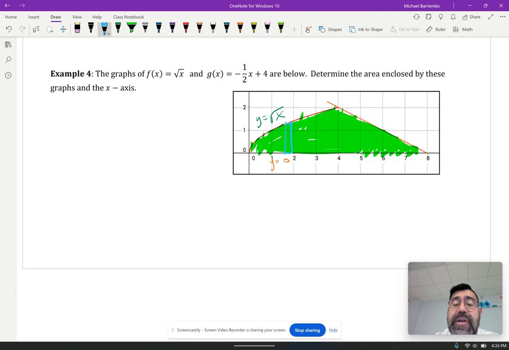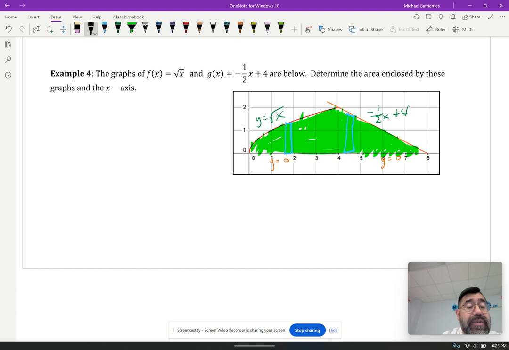But if I move along, eventually that square root of x is not going to be the top part. The top part is going to be this line. So that's negative 1/2 x plus 4. And then the bottom is still y equals 0. So what I have to do here is realize, hey, my setups are going to be different because in the first part, you can even say in the first half, this is the top, this is the bottom. But once I get to 4, now this is the top and this is the bottom.